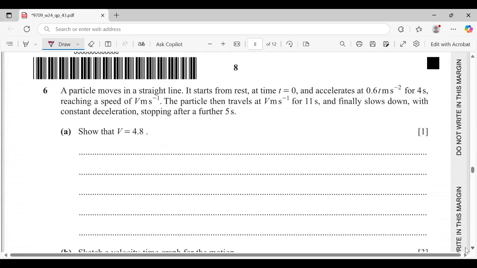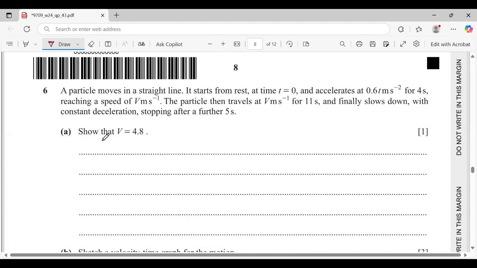Number 6. A particle moves in a straight line. It starts from rest at time t equals 0 and accelerates at 0.6 t meter per second squared for 4 seconds, reaching a speed of v meter per second. The particle then travels at v meter per second for 11 seconds and finally slows down with constant acceleration, stopping after a further 5 seconds. Show that v equals 4.8.